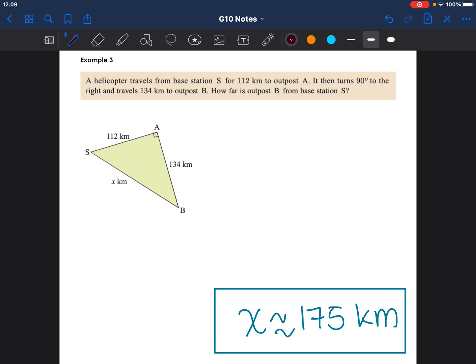It says a helicopter travels from base station S for 112 kilometers to outpost A. It then turns 90 degrees to the right and travels 134 kilometers to outpost B. How far is outpost B from base station S? So right now it's so easy because you can immediately tell, okay, this is a right triangle and you need to find the hypotenuse, right?